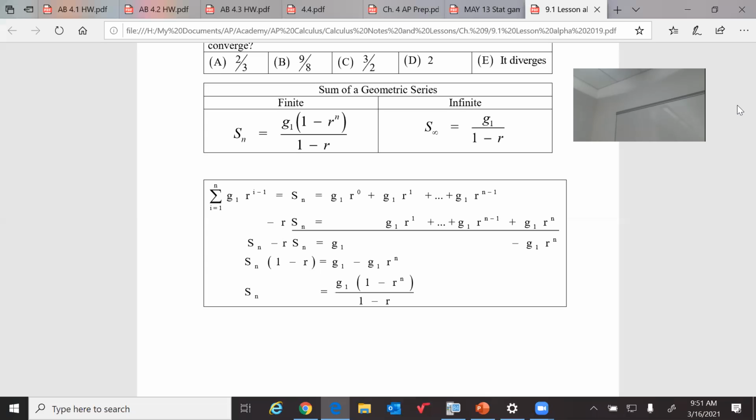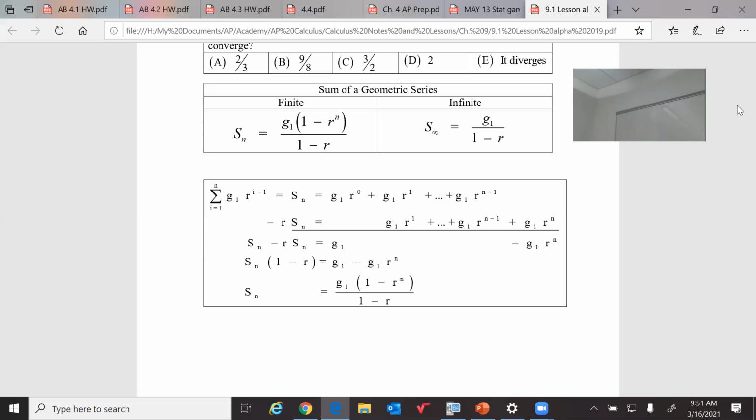Now, watch this. Subtract that term. So even though it's plus, you're subtracting it. Subtract that term. The greatest common factor on the left is the sum. Factor that out. On the right, G sub 1. Divide by 1 take away R, and you have this algorithm, which is here. For a finite geometric series, that gives you the sum.